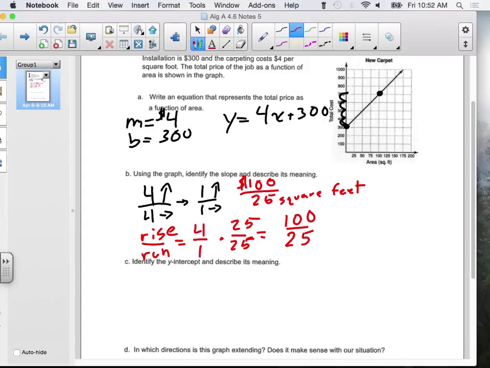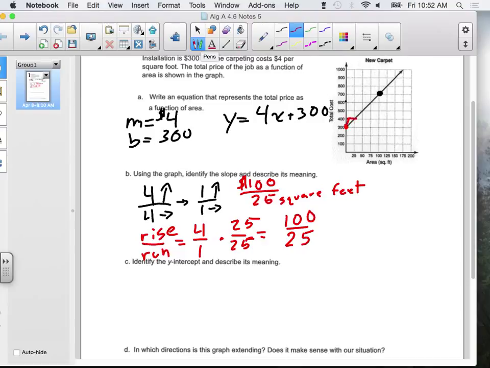Would we go up 100 grid lines? What would we go up? 1 grid line, right? Okay, so we're going to go up 1. And are we going to go over 25 grid lines? What are we going to do then? We're going to go over 1.